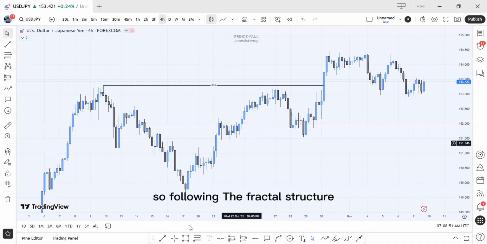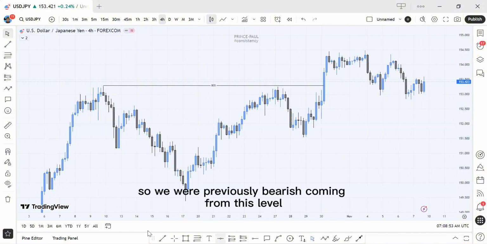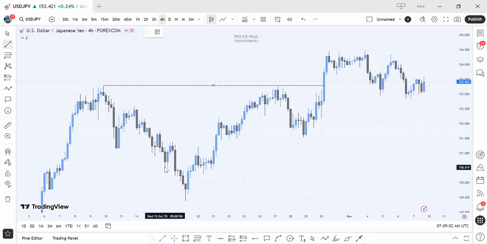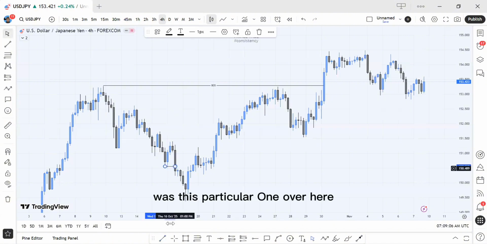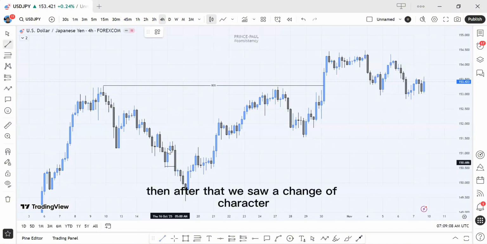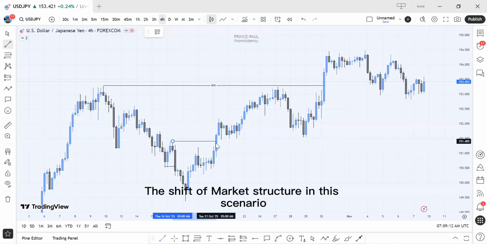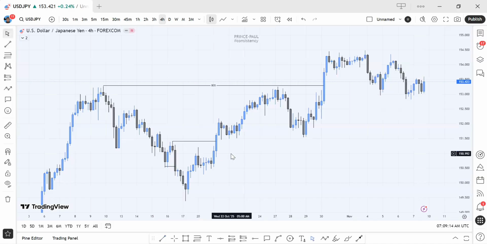So following the fractal structure, we were previously bearish coming from this level, then we flipped bullish, right? So the last break of structure we could see to the downside was this particular one over here. Then after that, we saw a change of character. Let's call it the shift of market structure in this scenario, because I love to call my shift of market structure the fractal change of character.